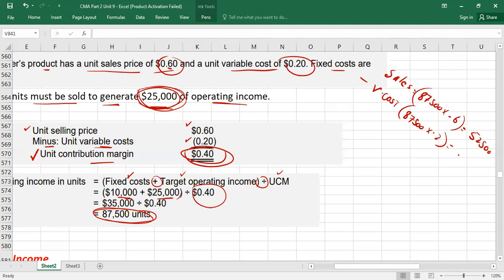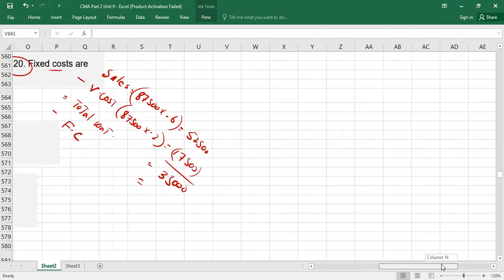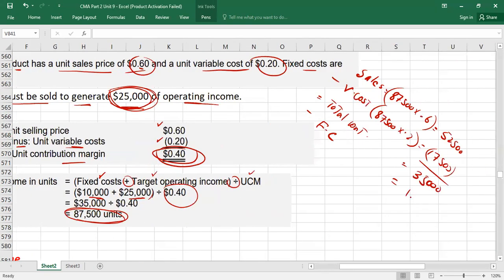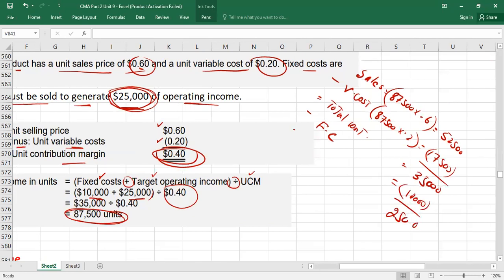So it is going to be 17,500. If you deduct here, you will get a total contribution. So your total contribution is going to be $35,000 here. And from there, if you deduct the fixed cost, which is given in the question, $10,000. It is given somewhere here. It's given here, $10,000. If you deduct $10,000, this will leave the operating income of 25,000.